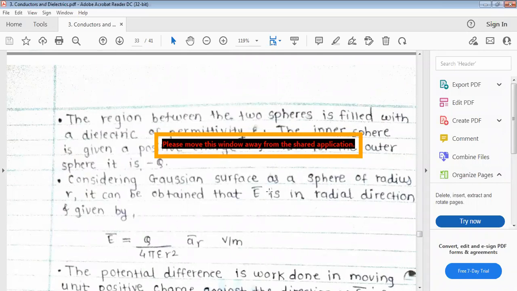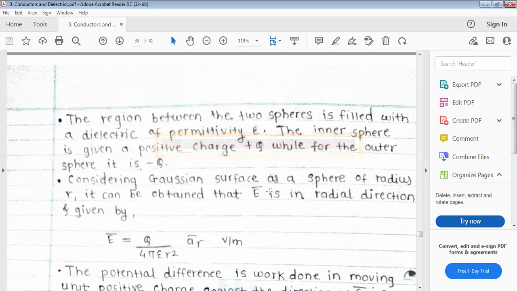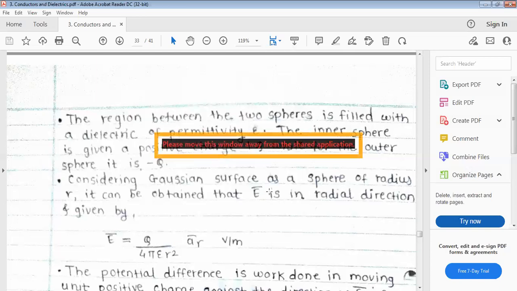Now we are considering a Gaussian surface as a sphere of radius R. It can be obtained that E bar is in the radial direction and is given by... So here we are considering a Gaussian surface. Gaussian surface means what? If you have studied, what are the properties of a Gaussian surface?